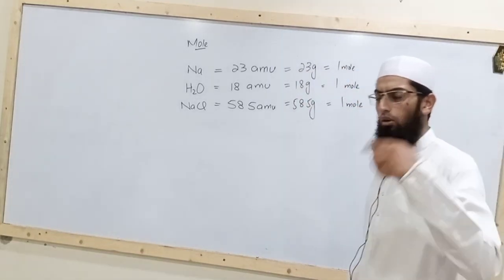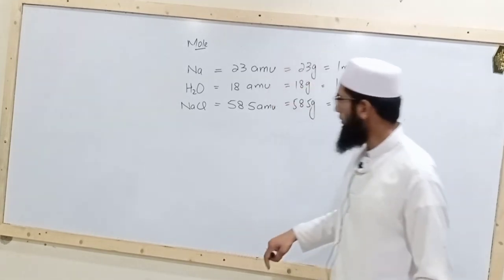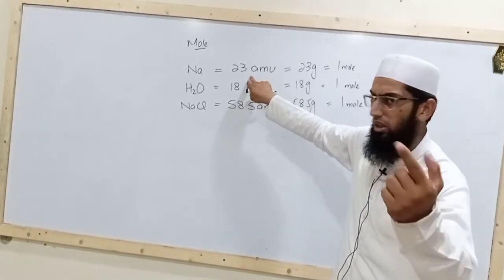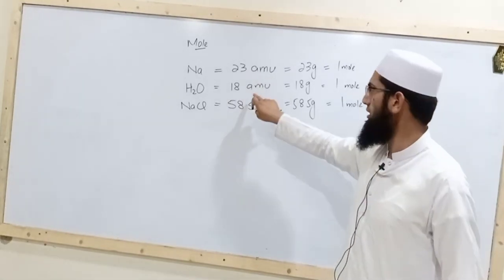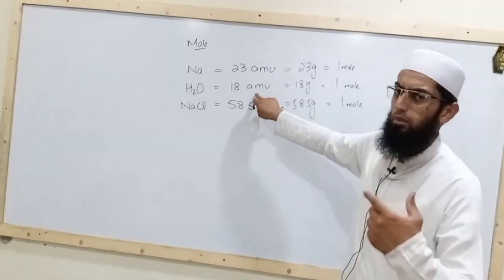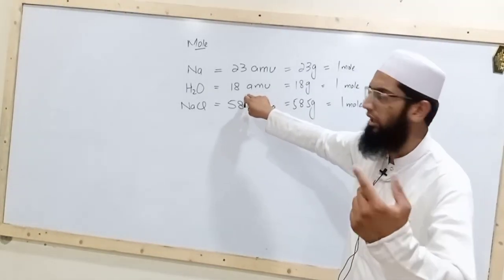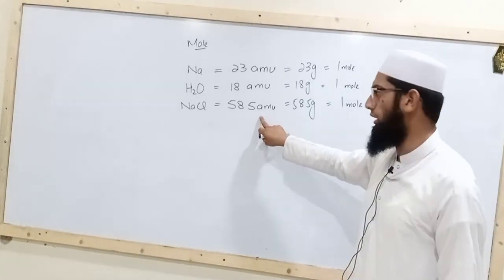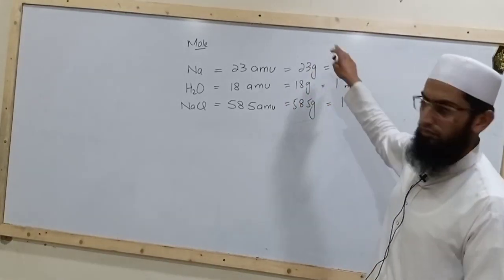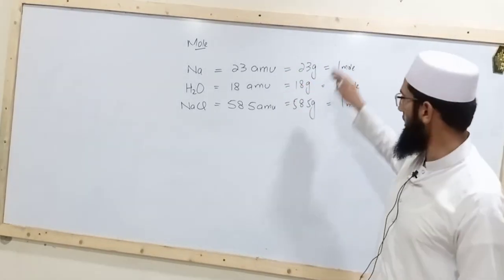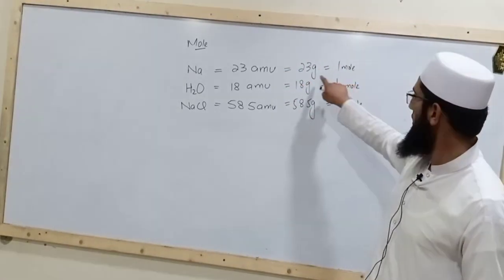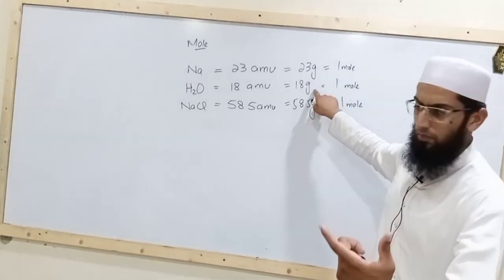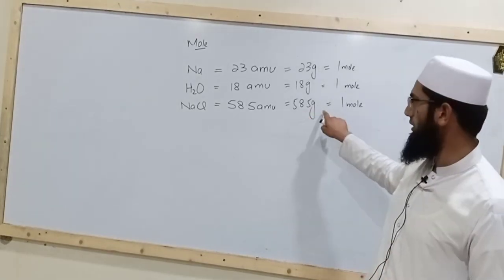So what is Avogadro's number? Means we were saying that 23 AMU is the mass of one atom, but which is very difficult for us to calculate. This is the relative atomic mass. This is the relative molecular mass for one molecule of water. This is for one formula unit of sodium chloride. So we have increased into grams, so it is called 1 mole. So how many atoms does this much grams have? How many molecules? How many formula units?